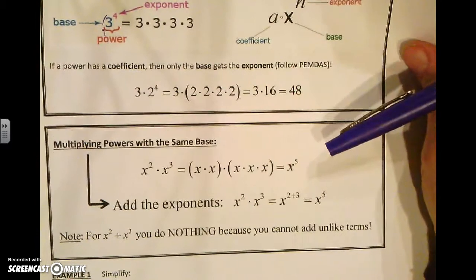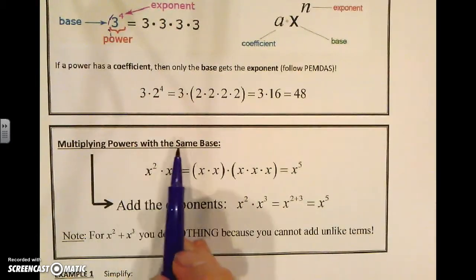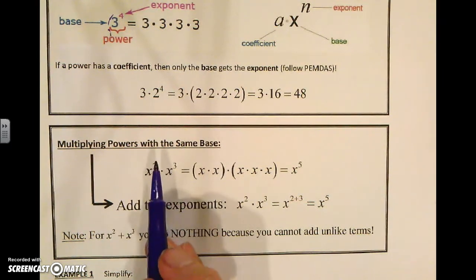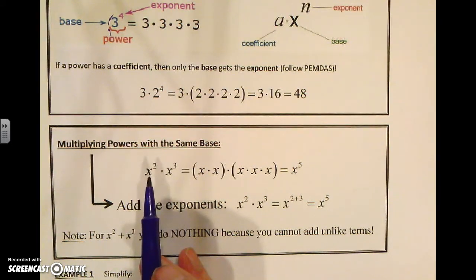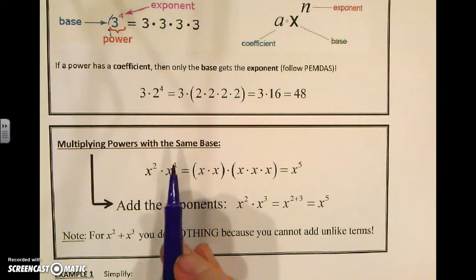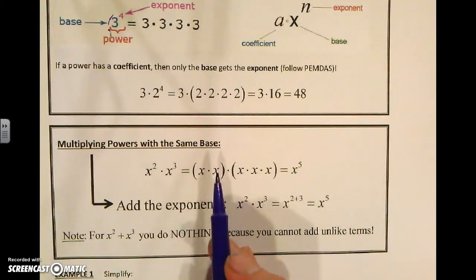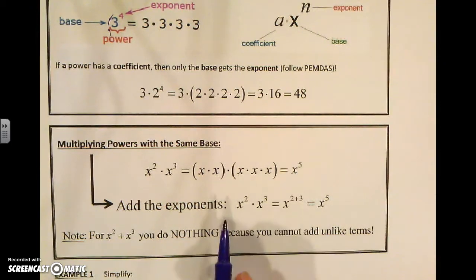All right, so then our multiplication rule. If we're multiplying powers with the same base, for example, x to the 2nd power times x to the 3rd power, x is our base. If we expand that, x to the 2nd means x times x, then x to the 3rd, x times x times x, and then it's just straight multiplication. So now I have 1, 2, 3, 4, 5, x raised to the 5th power.